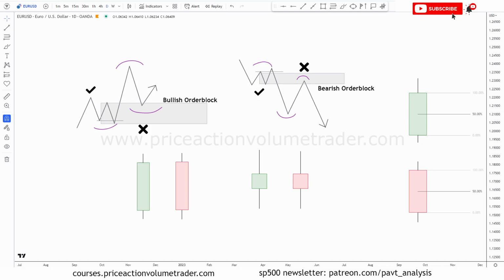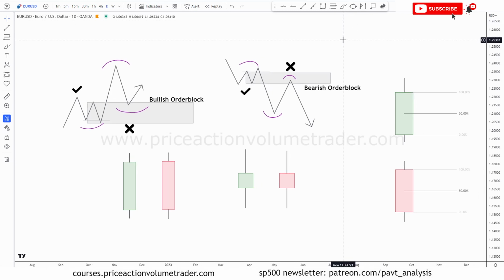This all has to do just with supply and demand in the market, with gaps and just price coming back into previous areas of acceptance and volumes, etc. So we're talking obviously about the concept of order blocks. Now, in this video, I'm going to show you basically how I interpret them or how I use them in my trading.